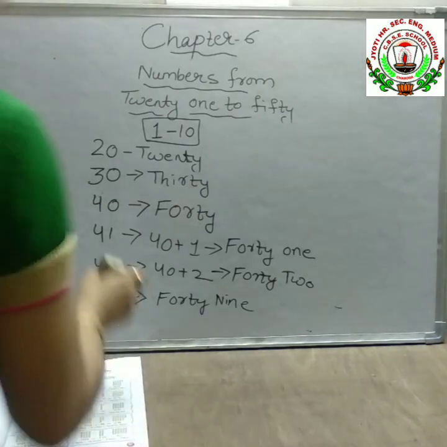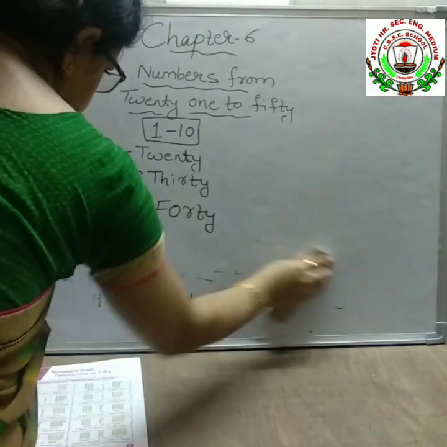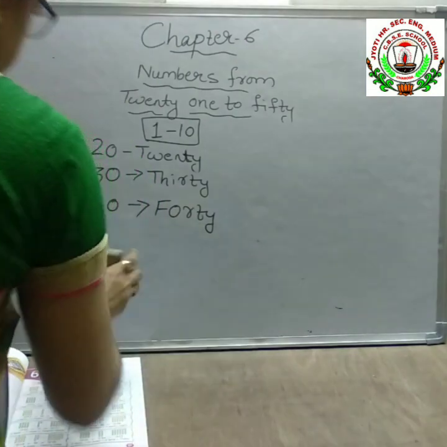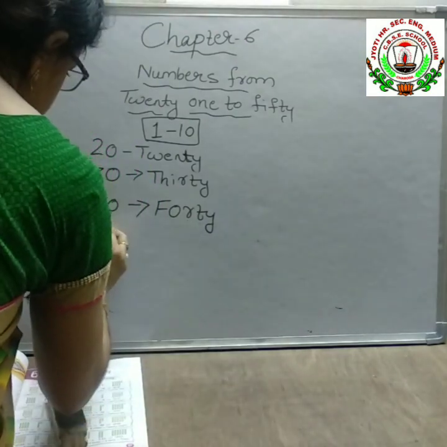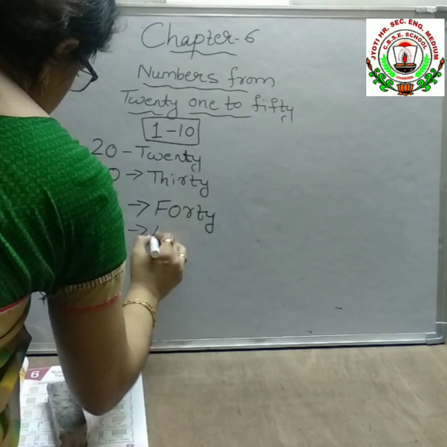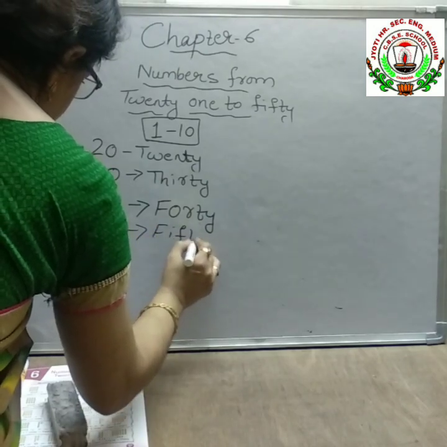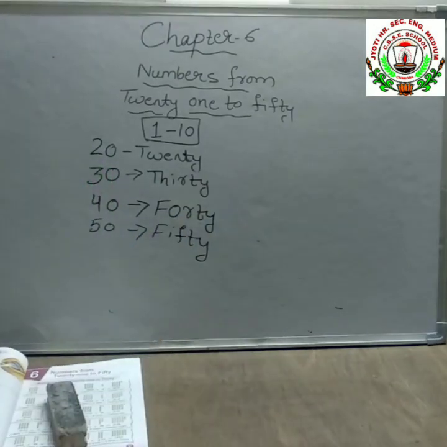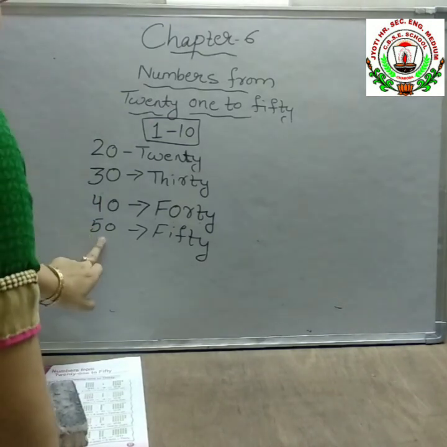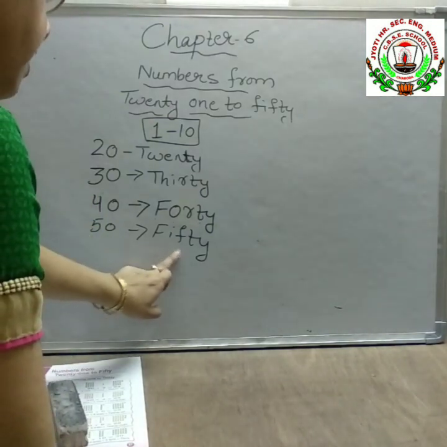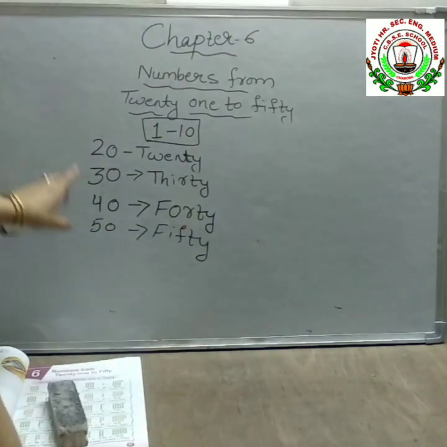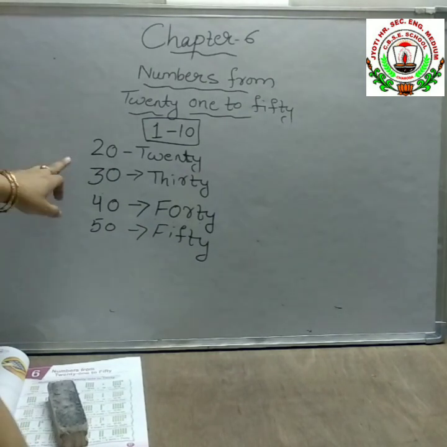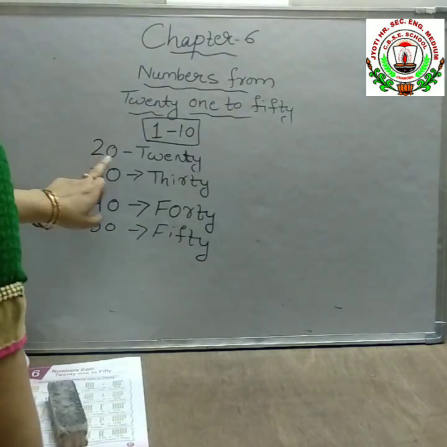Student, after 49, which number is coming? Yes, after 49 it is 50. So what is the spelling of 50? F-I-F-T-Y, 50. Student, what is the spelling of 50? F-I-F-T-Y, 50. Student, let us recall all the spelling once again.